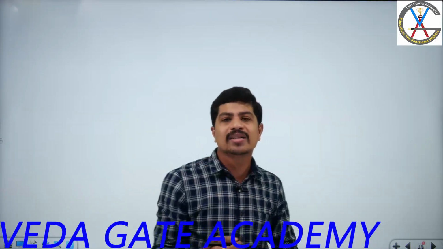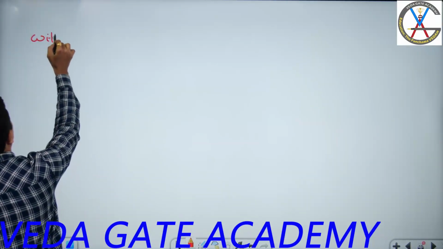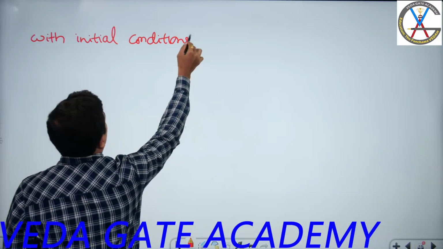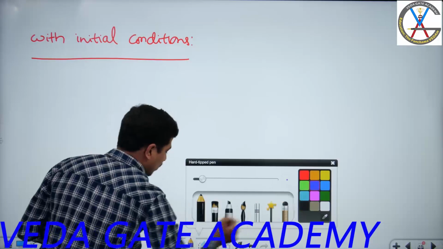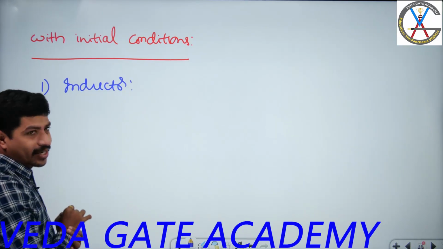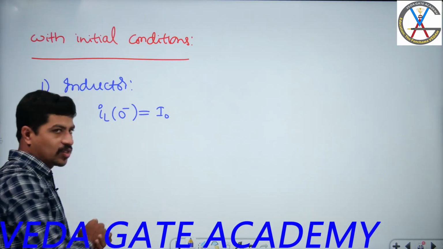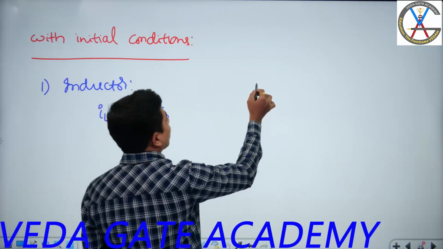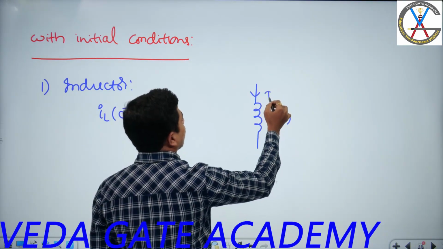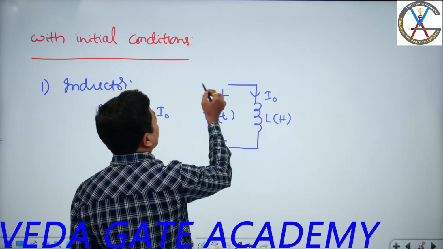Now, with initial conditions, we are going to see the representation of inductance and capacitance. First let's take the inductor. Capacitor is not going to have any initial condition here. For the inductor, the initial current IL of 0 minus is equal to I naught. I have an inductor L in henries, having initial current of I naught, and I am giving it a voltage of VL of t at t equal to 0.